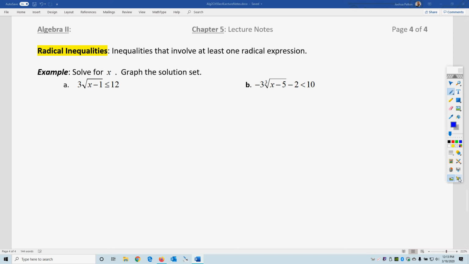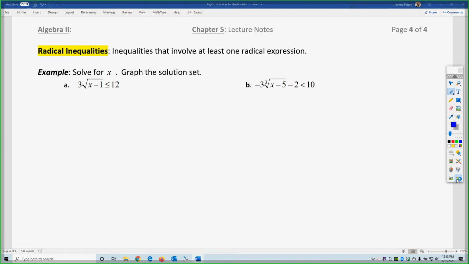Professor Pelton. This is Algebra 2, Chapter 5, Section 4. This is Part 4. Now we're dealing with the inequalities, not the equalities.